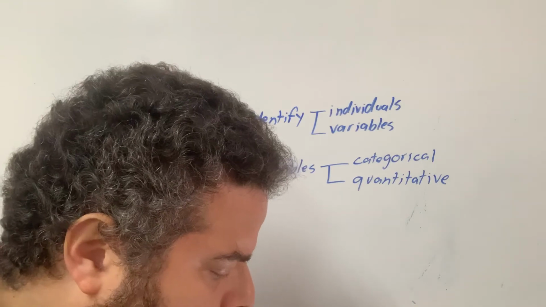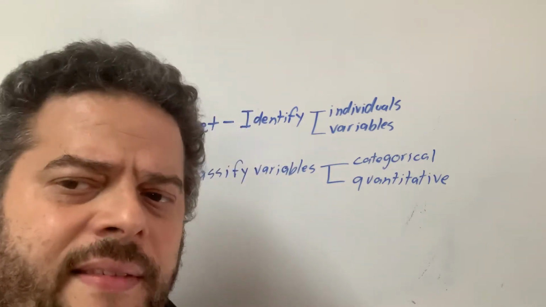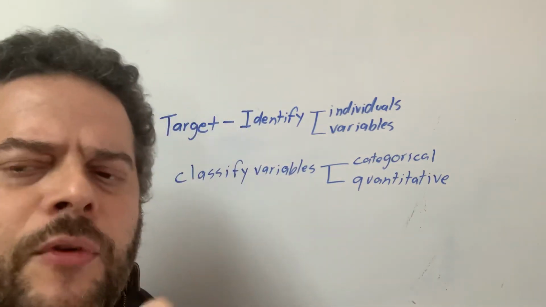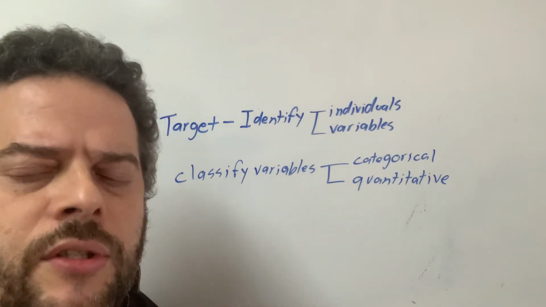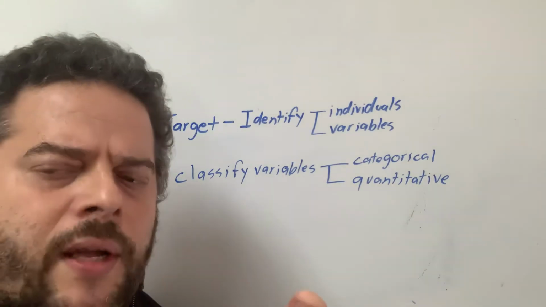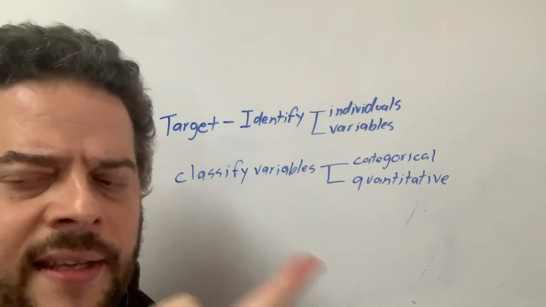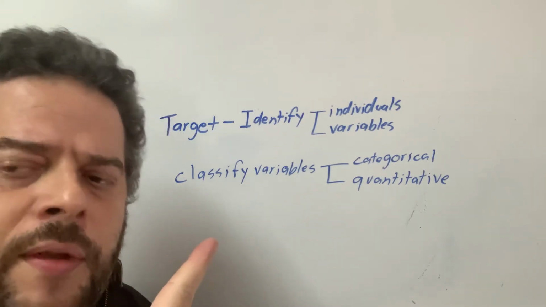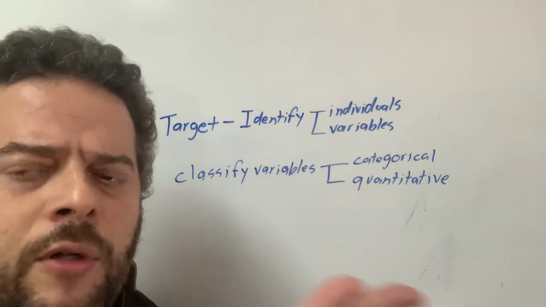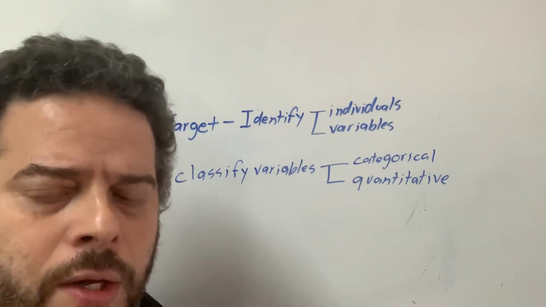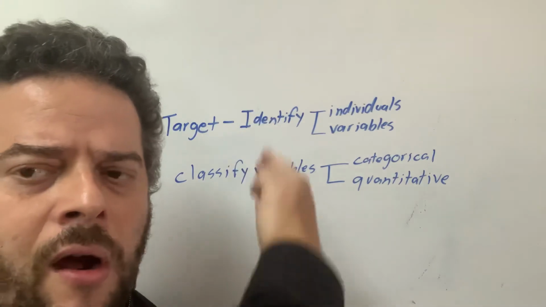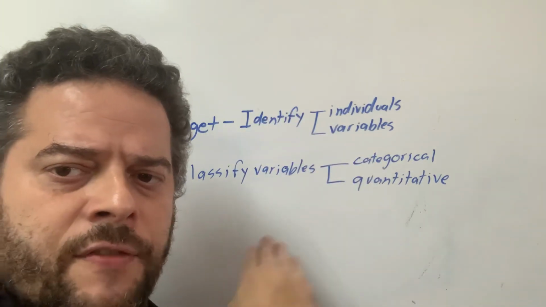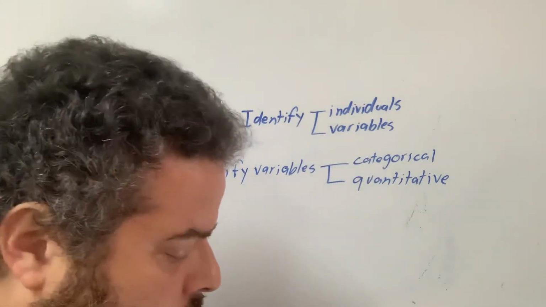So again, that's it. That's the most important things about the introduction to chapter 1. Recognizing an individual, recognizing what variables describe this individual within my data set, categorical versus quantitative. Know that normally the variables are the columns and the individuals are the rows.